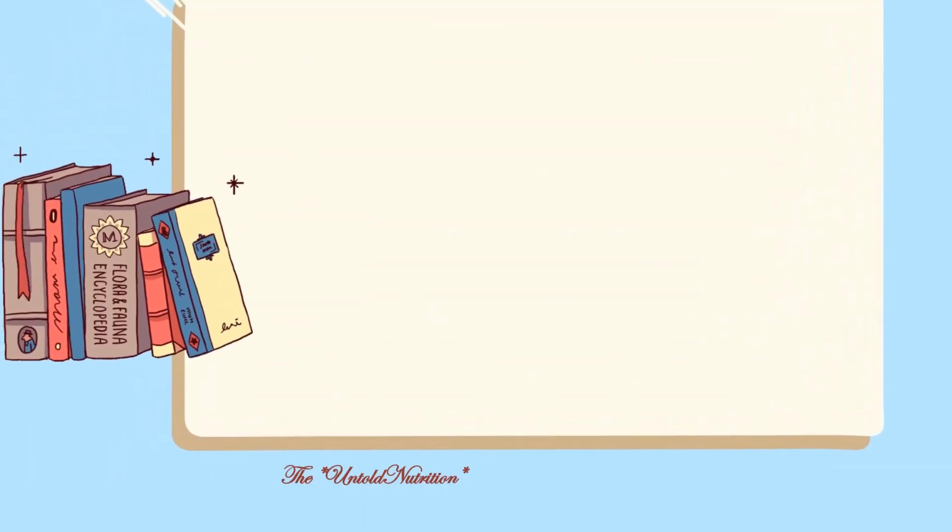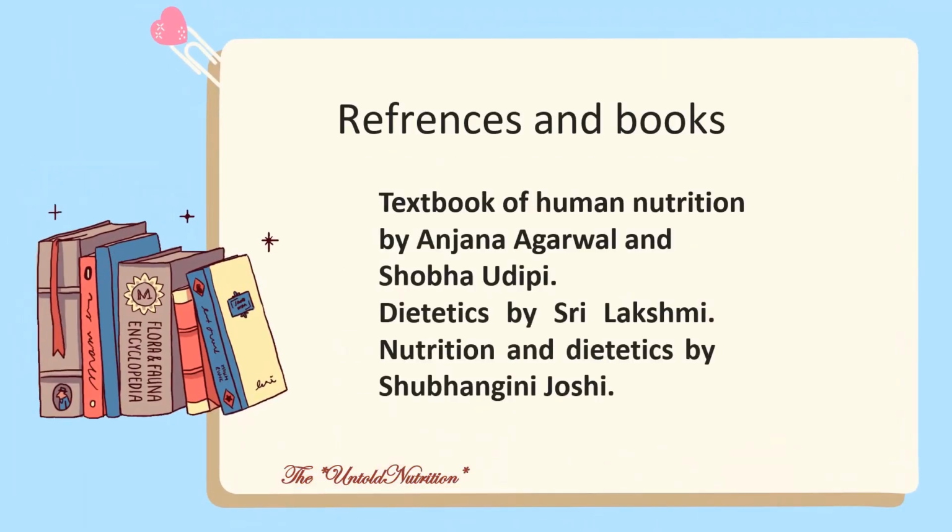The perfect book guides you for the best knowledge. So first book is Textbook of Human Nutrition by Anjana Agarwal and Shobha Urpi. Second one is Dietetics by Sri Lakshmi. And third one I would recommend is Nutrition and Dietetics by Shubhangini Joshi. All these books are best for basic knowledge. More importantly, the book Nutrition and Dietetics by Shubhangini Joshi helped me a lot during my preparation.